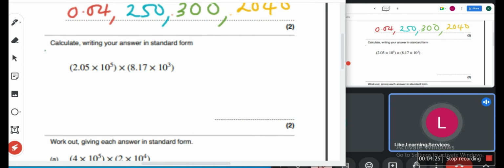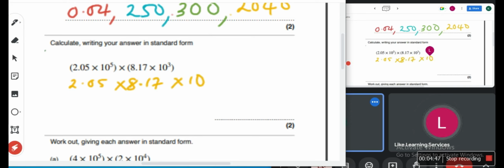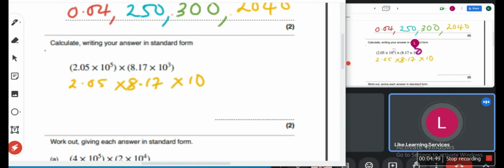Of course, we'll get to a question like that. Since it is multiplication, you can add the powers. That's correct. In the addition or subtraction case, you will not. So let's add the powers. You have 2.05 times 8.1, then times 10 raised to the power 5 plus 3, which is 8.